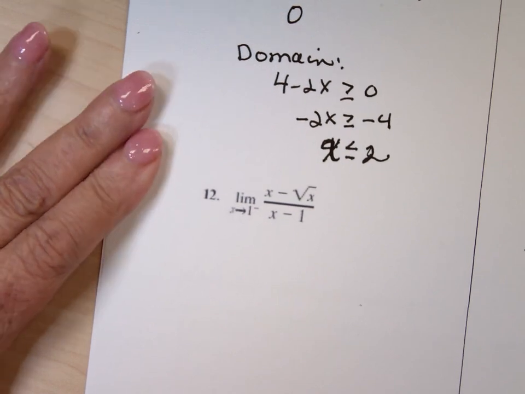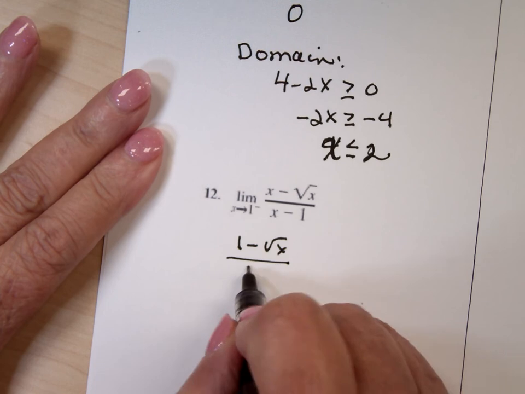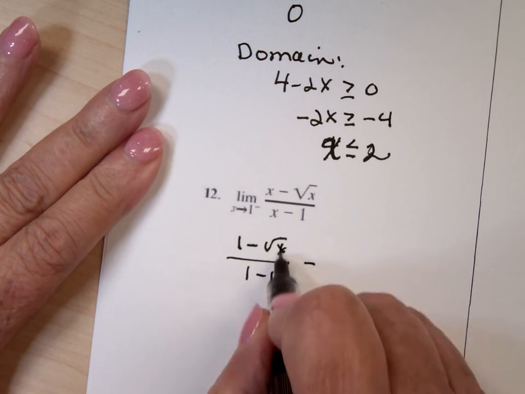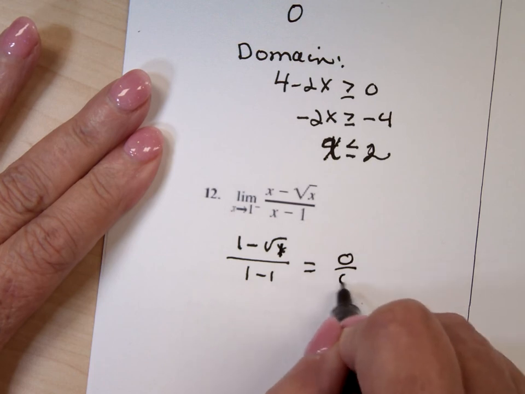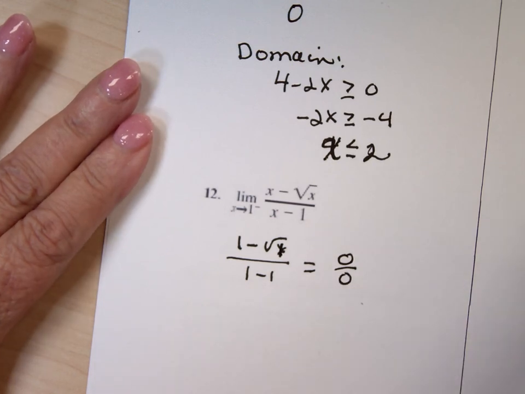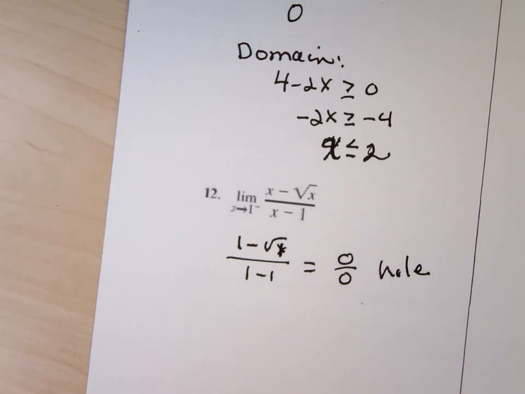Well, first thing I always do, plug it in. 1 minus the square root of x over 1 minus x. Now what do I have? 1 minus the square root of 1. What do I have? 0. And what does 0 over 0 mean? A hole. I have a hole in the graph.